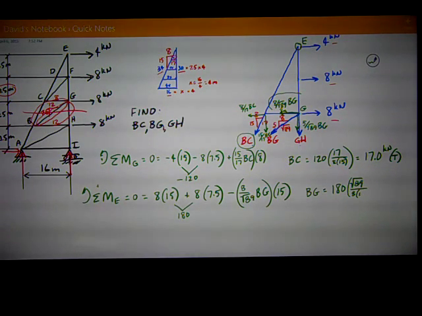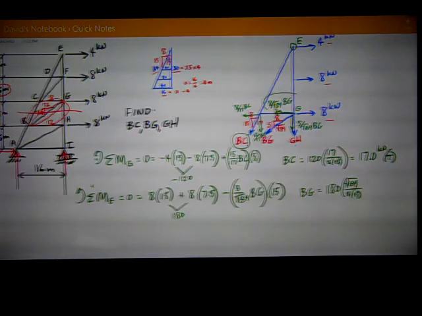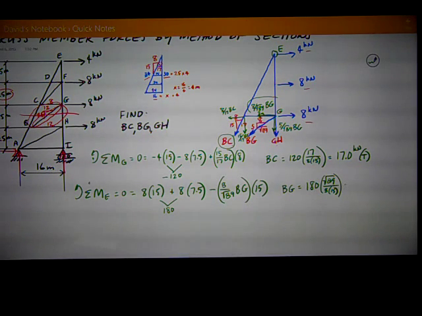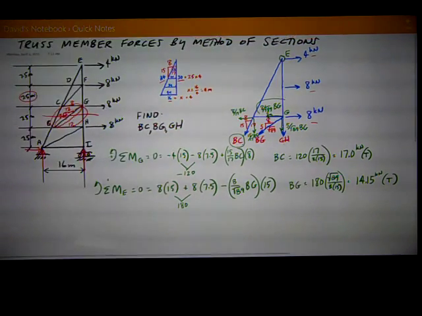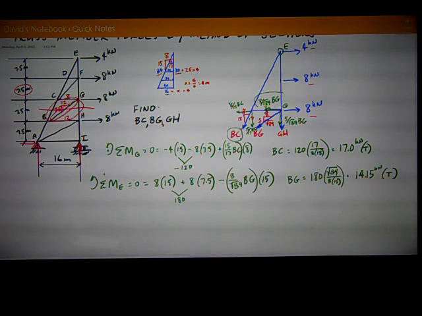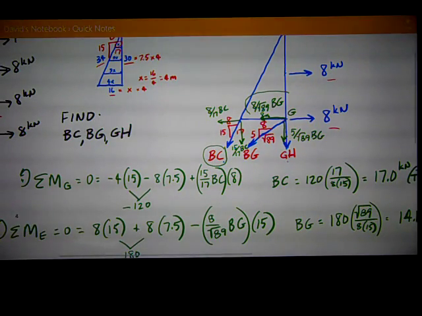Which is going to be equal to 14.15, once again positive, so it's tension, 14.15 kilonewtons, positive means it's tension. Finally, I've got the force in GH, and I could use sum of forces, but I'm saving it for last as a check. So let's sum moments about this point that's off of the section, but I can still sum moments about it.